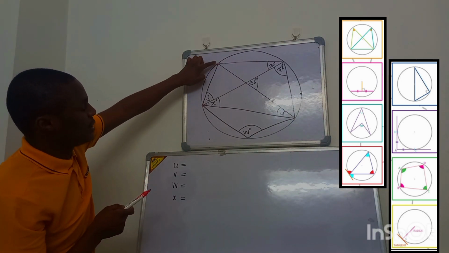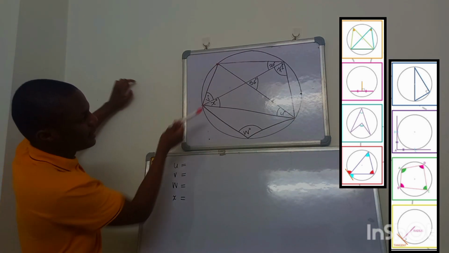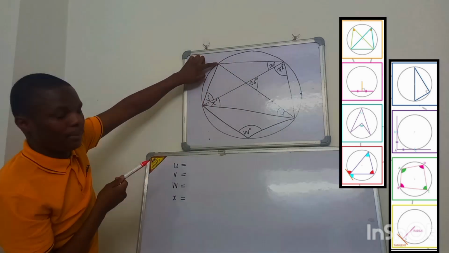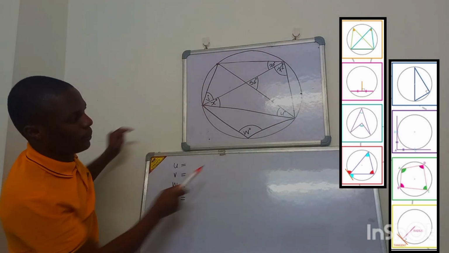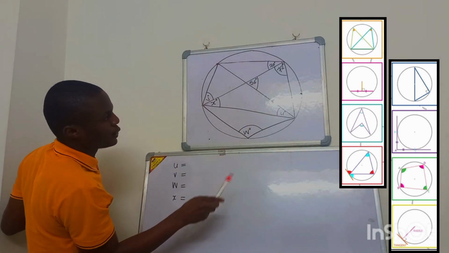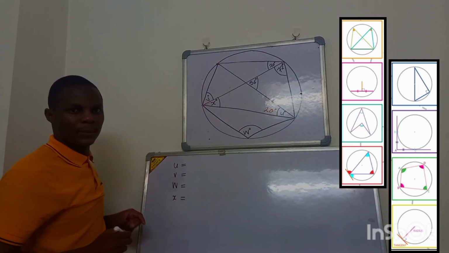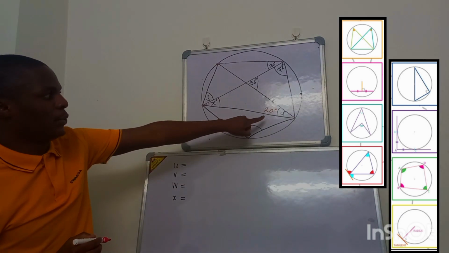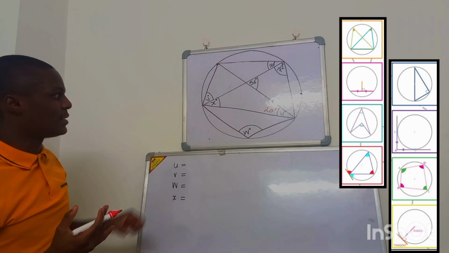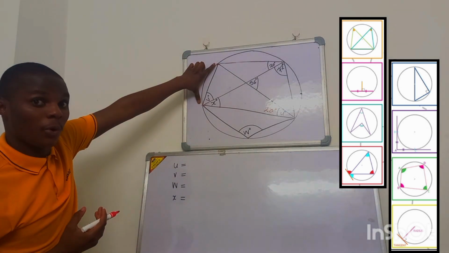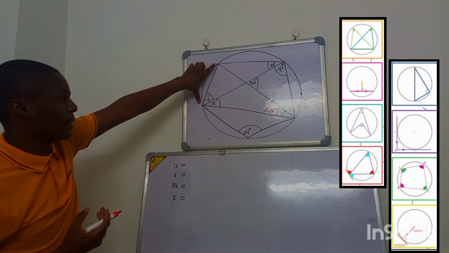So which angle is being subtended by this chord? Is 20, and the other angle subtended by this chord is which angle? This one, U. So we can conclude that our U is 20. We can finally say our U is 20, and the reason is these two angles are subtended by the same chord. That is our theorem.